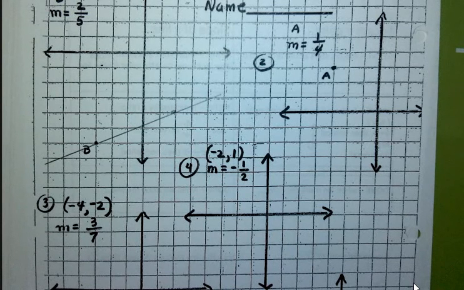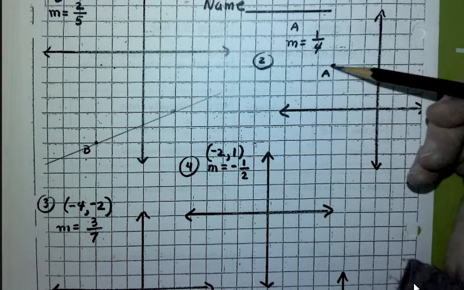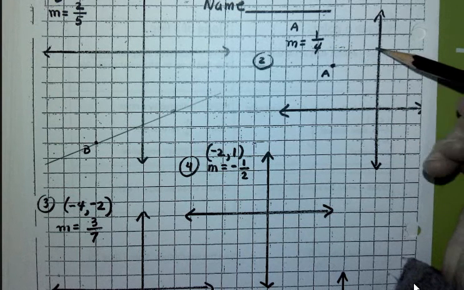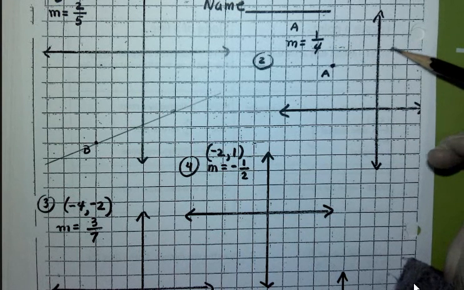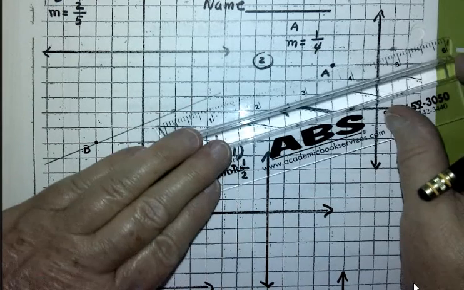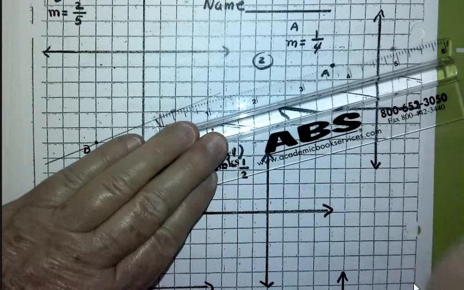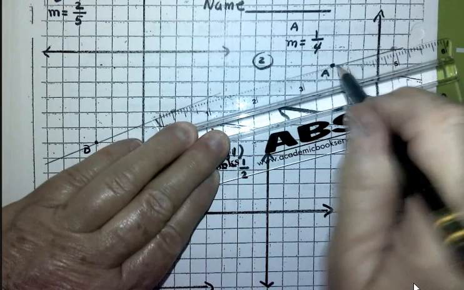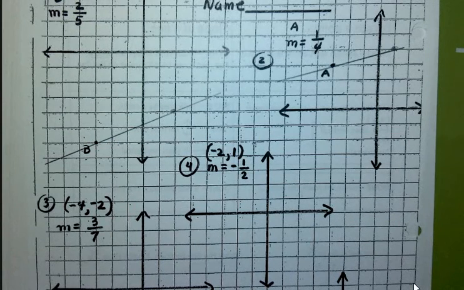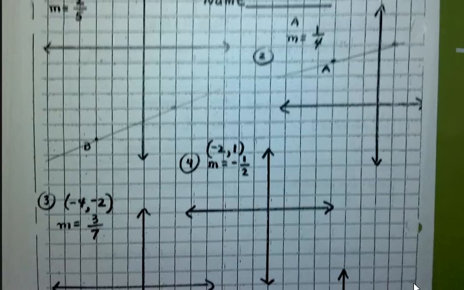Number 2, our launch pad is at A and the slope is 1/4. So my rise, my vertical movement is 1, and the 4 tells me to go 1, 2, 3, 4 to the right. I mark that point, then I connect the launch pad to that point, and I have followed the directions. I've drawn a line through A with slope 1/4. Okay? Problem number 3.